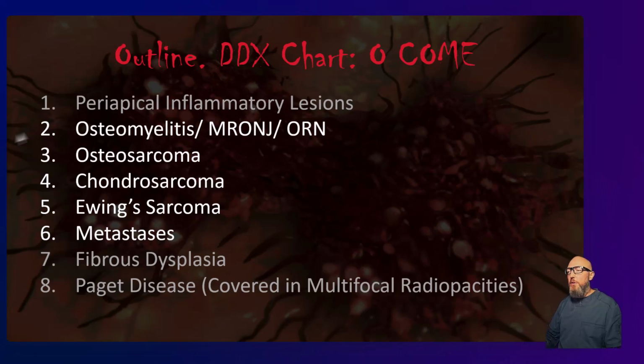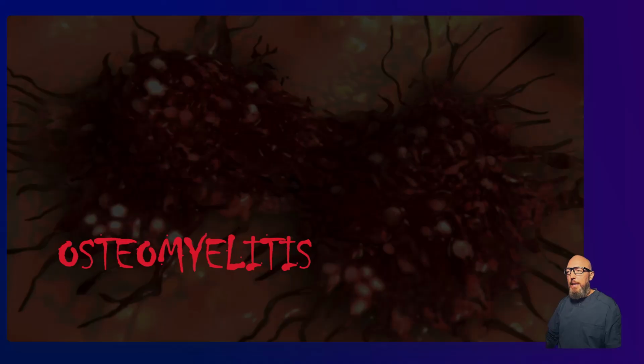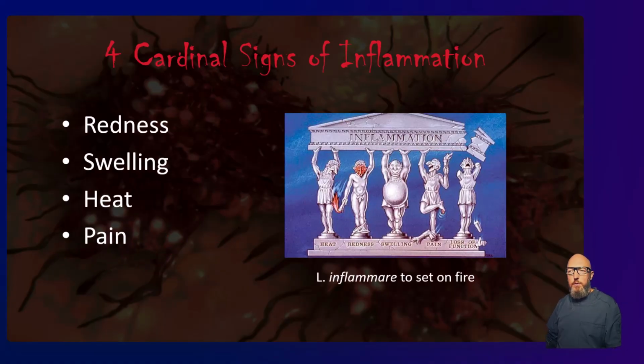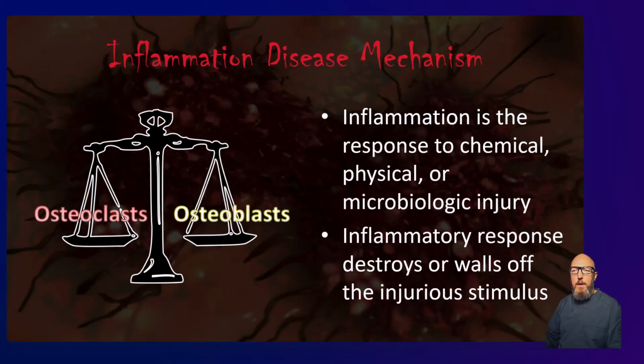So let's start with osteomyelitis, and I'm going to talk about medication-related osteonecrosis of the jaw and osteoradionecrosis in conjunction with that because they look very similar in imaging. So osteomyelitis. Fast review of inflammation since we've talked about it before: these are the four cardinal signs of inflammation. The clinical signs: redness, swelling, heat, pain. Whenever you suspect inflammation, look for these clinical signs. You'll probably see one or more. Acute is rapid onset. It resorbs bone, and so it looks radiolucent, whereas chronic is insidious, meaning slow onset, and it forms bone, so it appears more radiopaque.